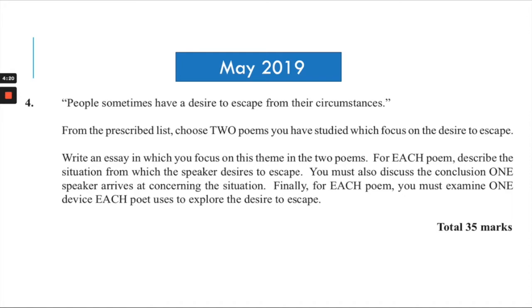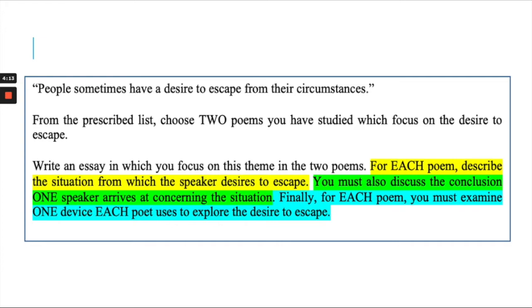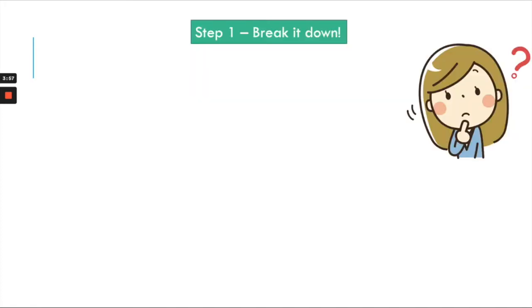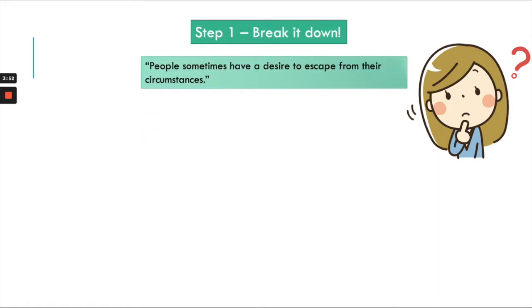This question is taken from the May 2019 paper. You may pause the video to read the question. Like I explained in my last video, the first step is to break the question down. You may do this by highlighting the different parts or circling, underlining, whatever you prefer. After that, read the quote provided, then pause to think about it for a while. Do you understand it? What poems come to mind? What do you remember about them?